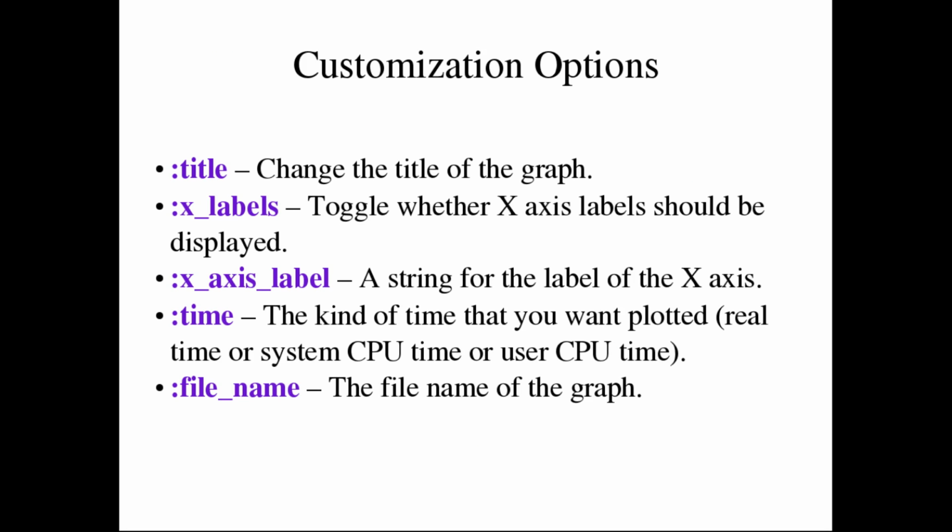In addition to this, the graph that is generated by the plot method can be customized with these options. Title lets you change the heading of the graph. X-labels toggles whether the labels of the x-axis are visible or not. X-axis label lets you pass a string that can act as the label of the x-axis of the graph. Time decides what kind of time is plotted, that is, whether it's system CPU time, user CPU time, or real time. And file name decides the name of the file of the graph.